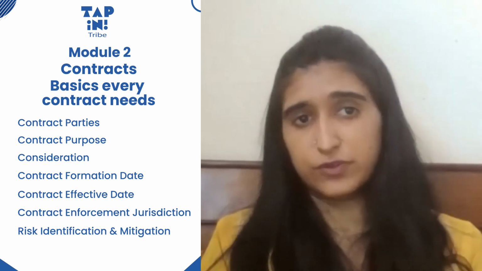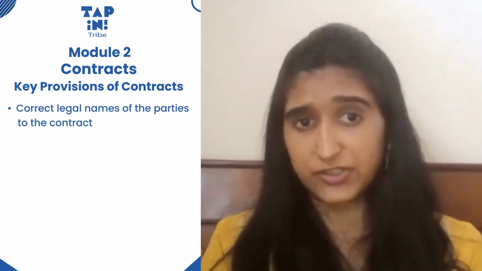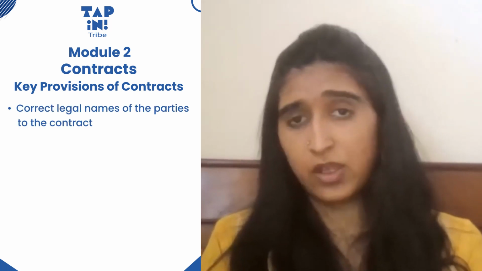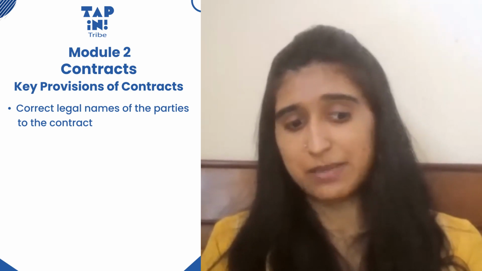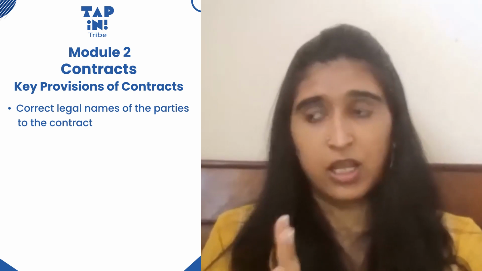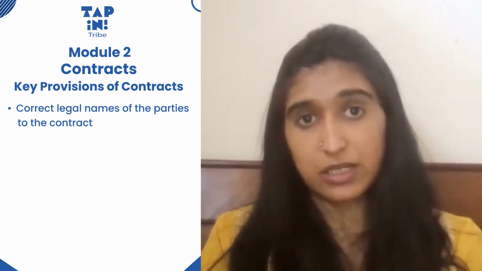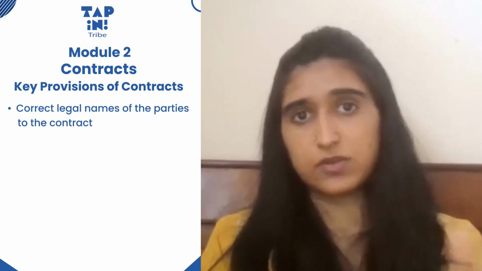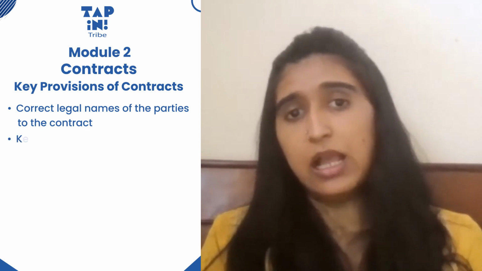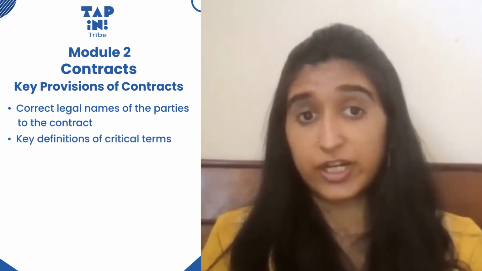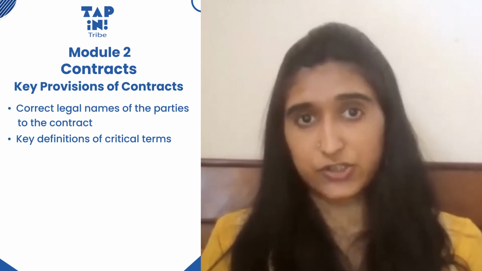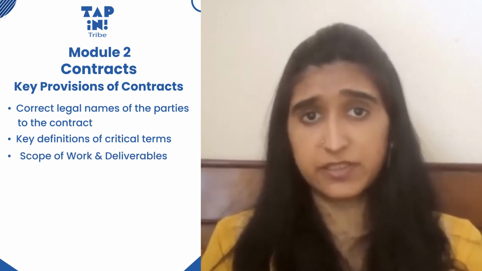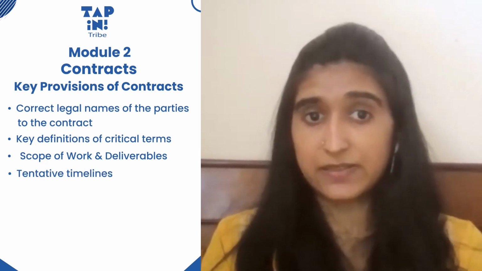So from this broad overview, let's look at what the key provisions in a contract are. Now, broadly, as we said, correct legal names of the parties to the contract. You want to put the legal names in. For instance, if your company's name is XYZ Private Limited, you want to keep that entire legal registered name in the contract. You don't just want to abbreviate it and use your brand name or something else. Key definitions of critical terms you're using in the contract should be in the contract, so you should have a definition section. The scope of work and deliverables need to be listed. Your tentative timelines need to be in place.